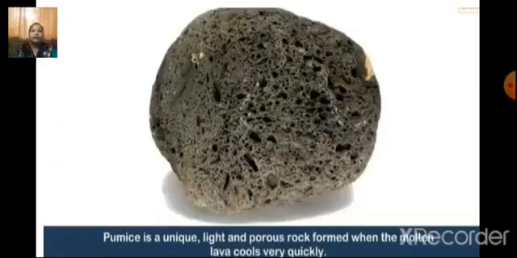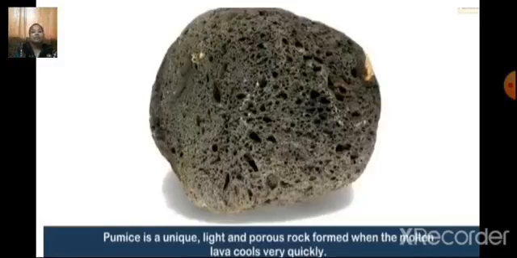Now, the next kind of rock is pumice. Pumice is a unique, light and porous rock. It is formed when the molten lava cools very fast. Pumice is light colored igneous rock that forms from frothy lava. When the frothy lava cools quickly on the earth's surface, pumice is formed. When it cools down, the gases in the froth remain trapped inside.